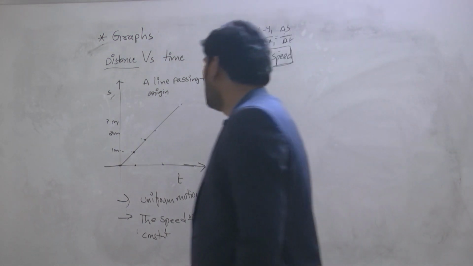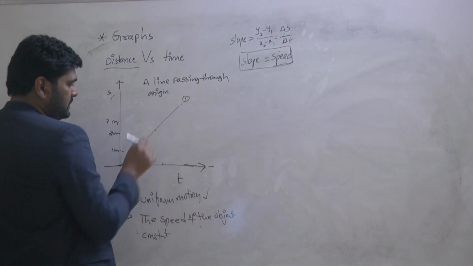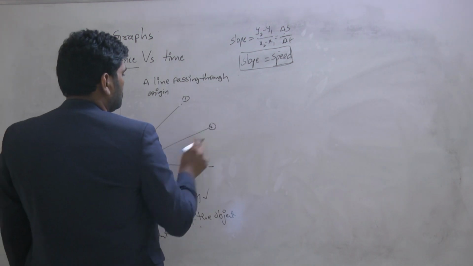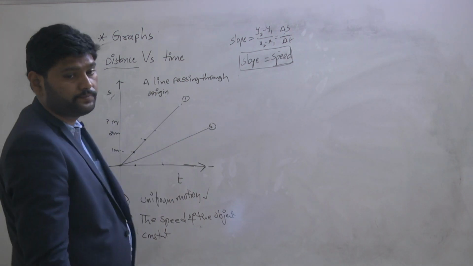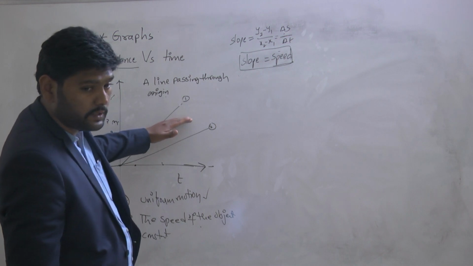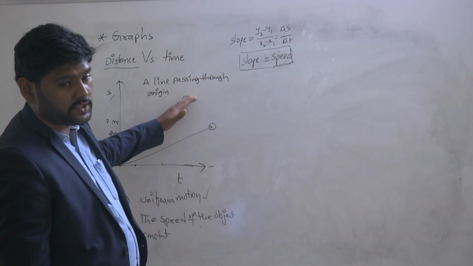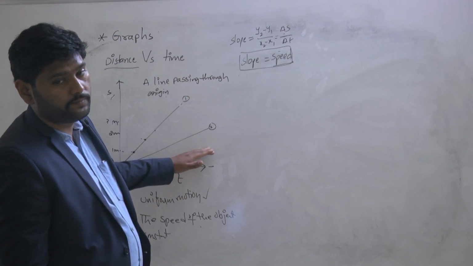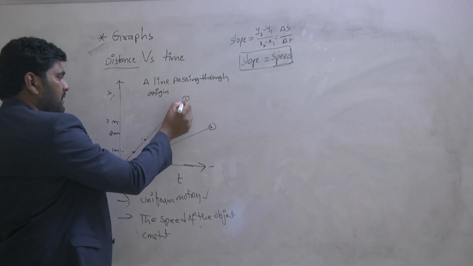Now I'll give one more. This is the first graph. In this I'll draw one more. What is the difference between this first graph and second graph? Here, between the slopes. Observe the things here. This is the first graph.